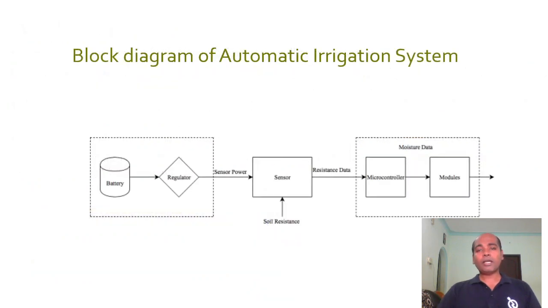This is a generalized block diagram of an automatic irrigation system. It has a battery regulator which powers the sensor, and the sensor is the soil resistance measuring sensor. The resistance data is given to the microcontroller, and with the moisture data, the output from the microcontroller controls either a pump, a display unit or a valve.